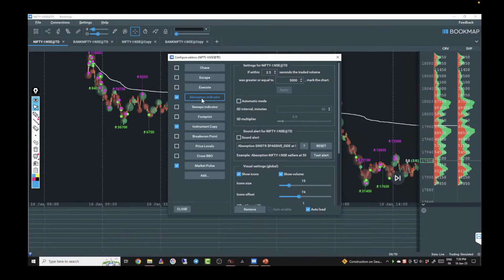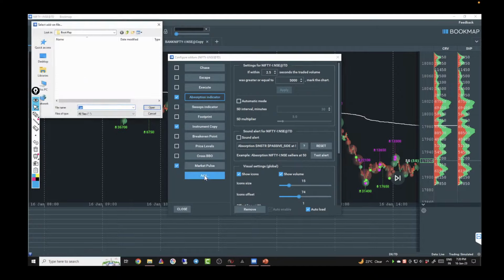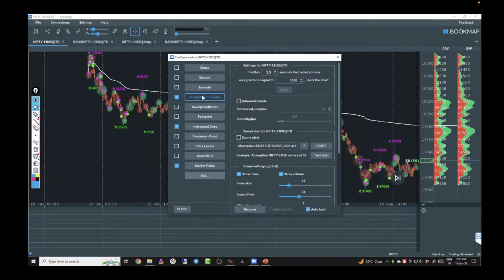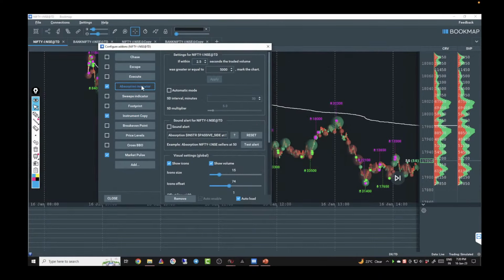I'll share the link to download the absorption indicator later. I think there is some work going on on the website. You have to download it and add it. For example, I have downloaded all the indicators from the bookmap.com website, and you can add these indicators in this add-on list, and after adding them you will get access to all the information of the indicator.